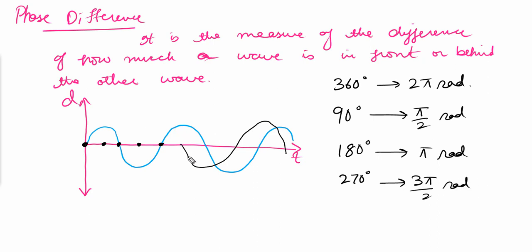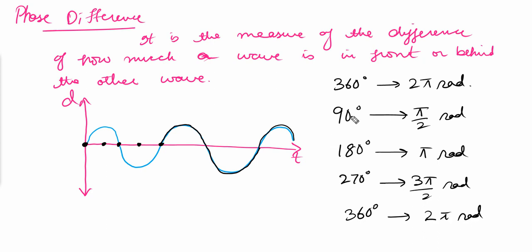And when my black wave will start from this point, then the phase difference will again become equal to 0 or 360 degrees. Now both the waves are in phase, they are starting from the same position. The only difference is that the black wave is starting after exactly one complete cycle. So over here the phase difference is 360 degrees, but they are in phase.